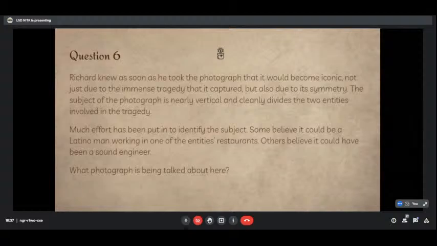So this photograph is quite iconic. There's a tragedy involved. Think about the fact that there were two entities involved in the tragedy. Or you could actually say there were two parts of the same entity as well. 10 more seconds. Yeah, we'll move on to the next question.